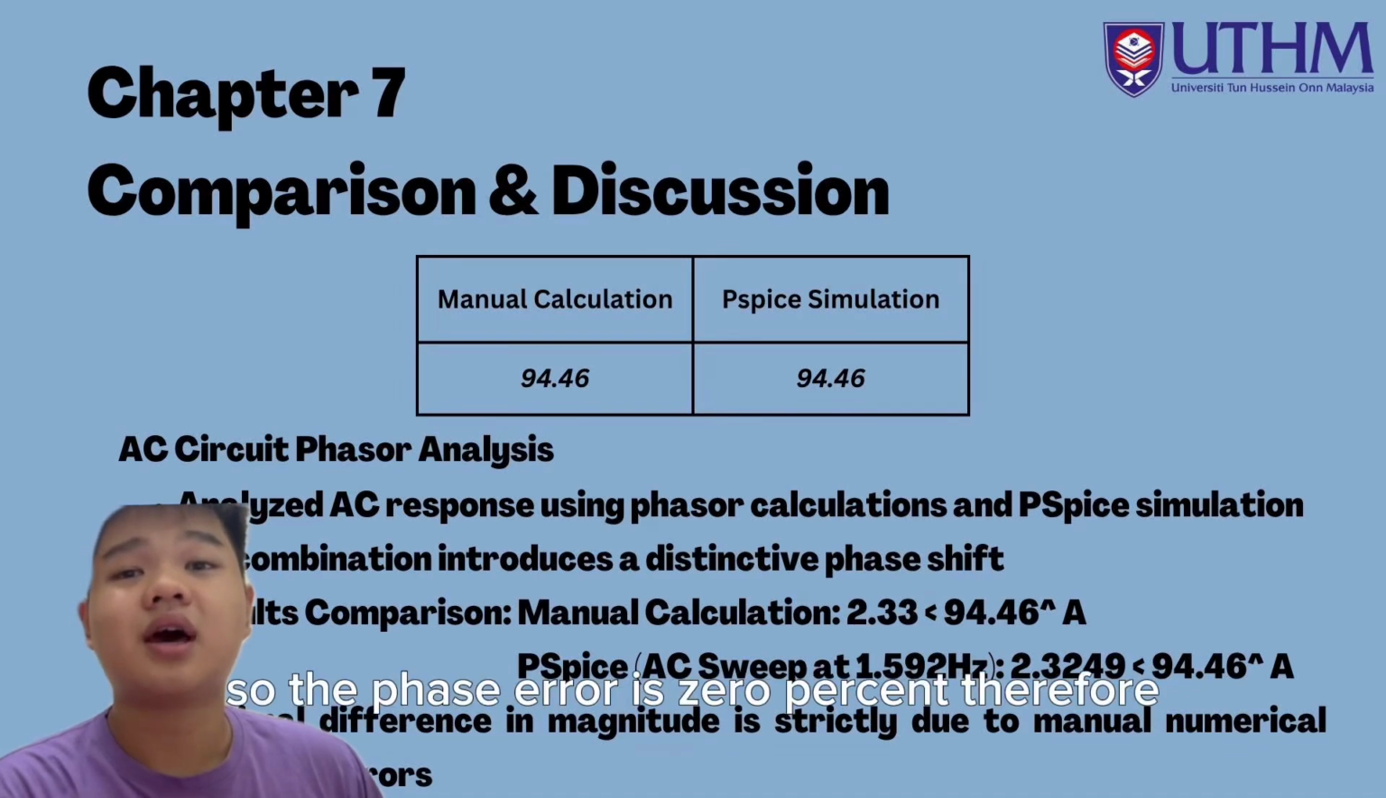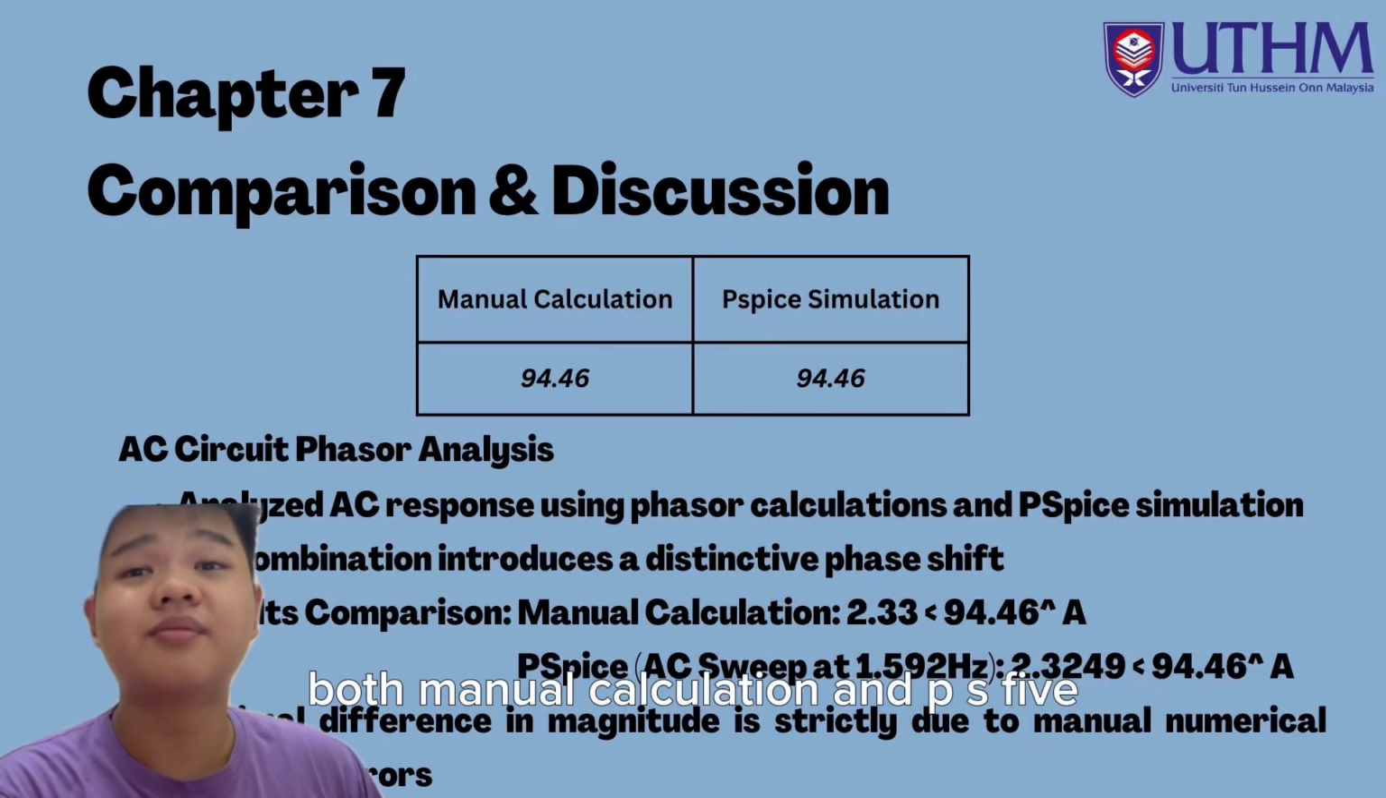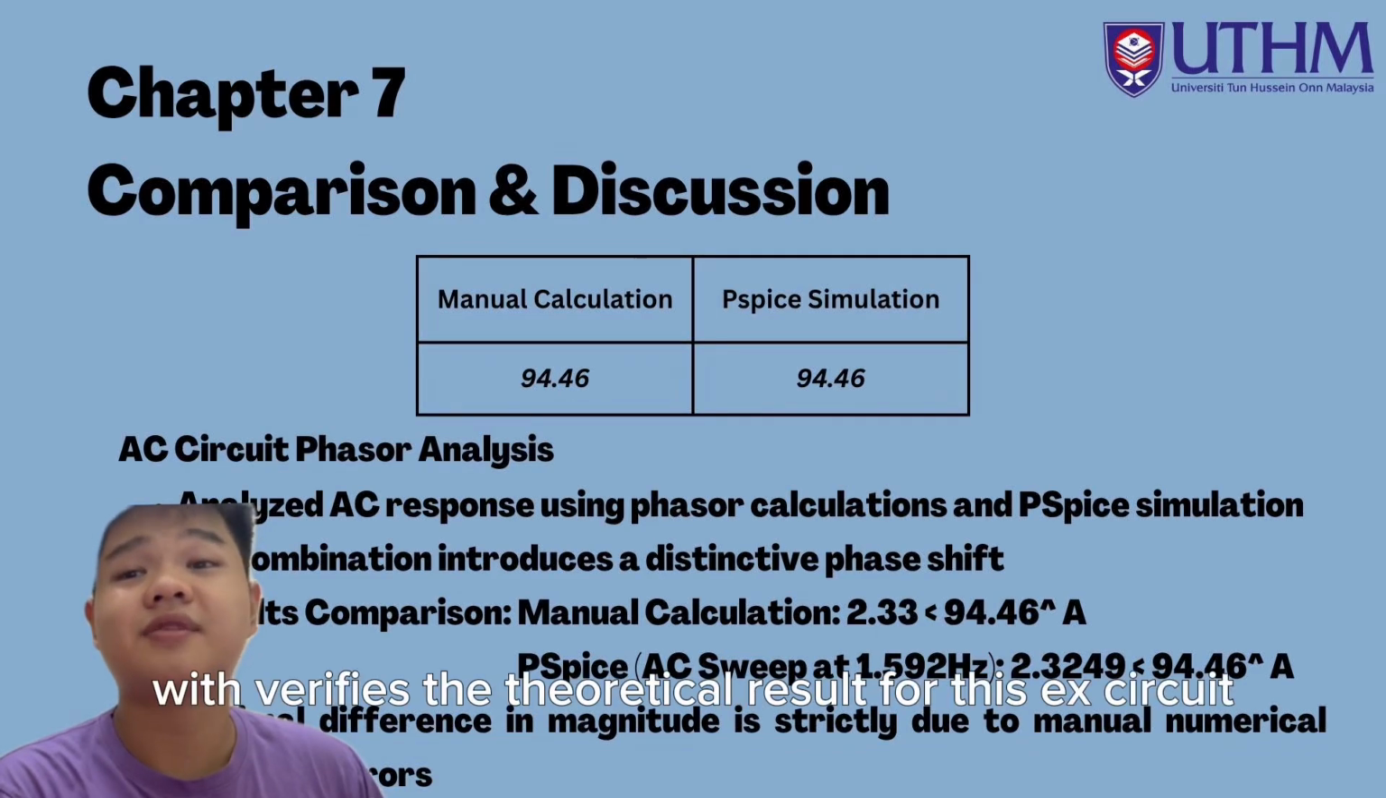It was 94.46 degrees. So the phase error is 0%. Therefore, both manual calculation and PSpice simulation show excellent agreement. This proves that the analysis method is correct, and PSpice successfully verifies the theoretical result for this AC circuit.